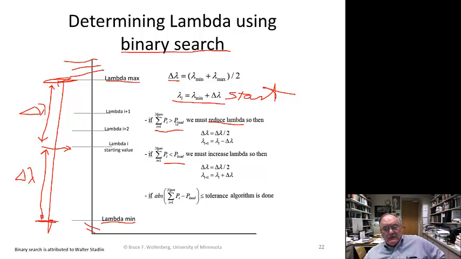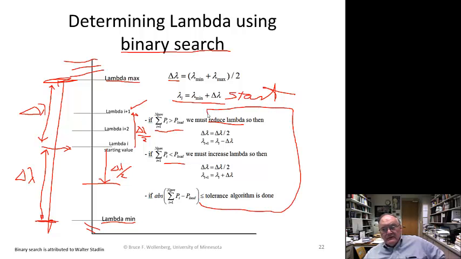Now, if the sum of the generation is greater than the load, you take the delta value and divide it by 2 and subtract it. If it's less than the load, you divide it by 2 again and you add it. And so either I'm going to go from lambda i up to this point, where this distance again was delta lambda, the original value divided by 2, or I'm going to come down to a value down here, which is again delta lambda divided by 2. And then you test again. If you got up to this point here, you test it again.